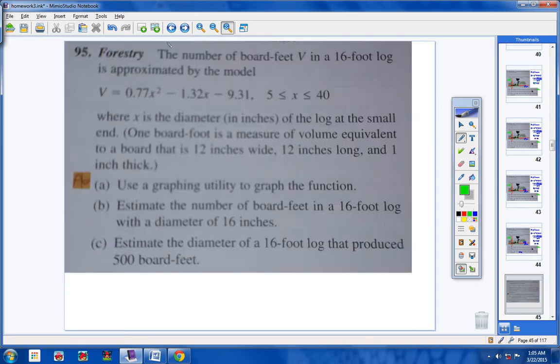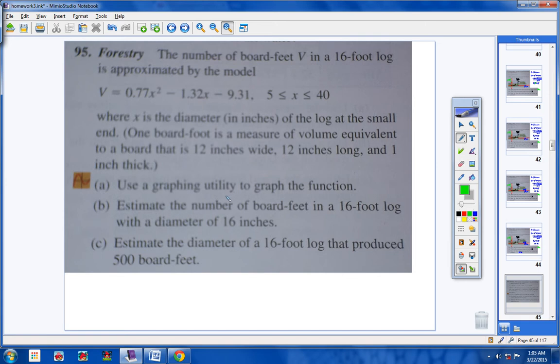Alright, number 95. The number of board feet in a 16-foot log is approximated by this model. Now, we really don't need to know what a board foot is, but I'll read it to you anyways, okay? A board foot is a measure of volume. One board foot is the volume equivalent to a board that's 12 by 12 by 1 inch thick, okay?